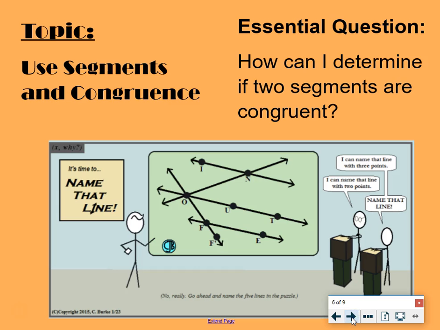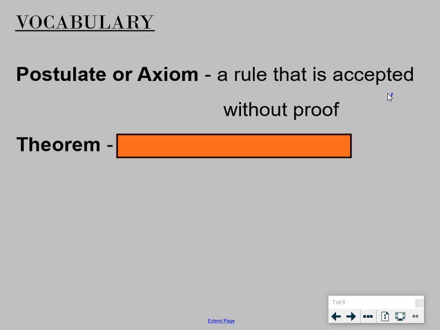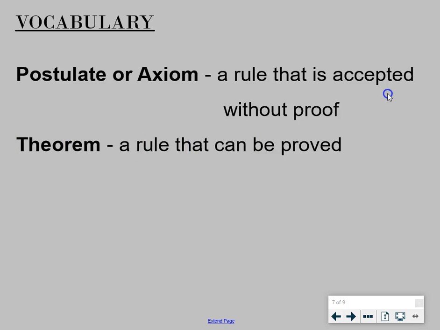Next little section is use segments and congruent. So our essential question is, how can I determine if two segments are congruent? Postulate or axiom. These are going to be important terms. A rule that is accepted without proof. Write that on your paper. Theorem. A rule that can be proved. So we do not accept it without proof. We must prove it in order to accept that it is true.